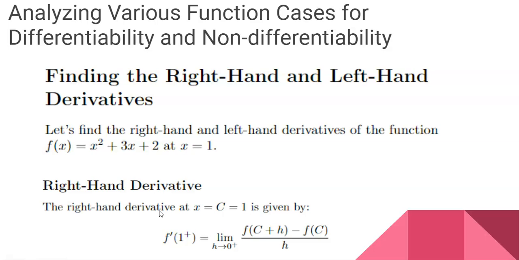Let's find the right hand derivative and left hand derivative of the function x squared plus 3x plus 2 at x equal to 1, shall we? Let's begin with the right hand derivative. The formula for the right hand derivative using the limit definition of the slope of a secant line is f prime of c from the right is equal to the limit of f of c plus h minus f of c over h as h approaches 0 from the right.